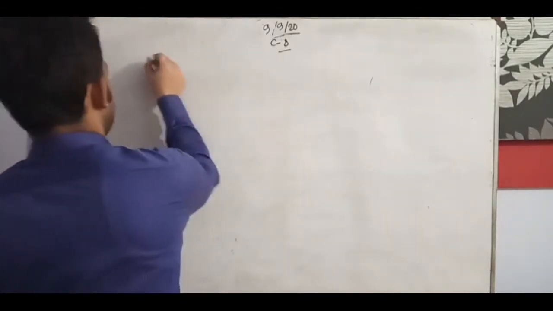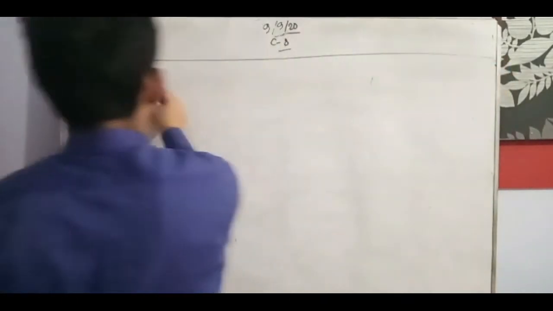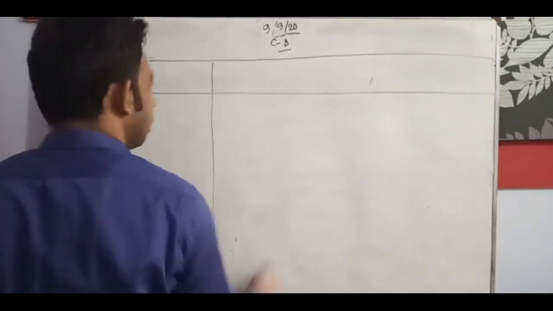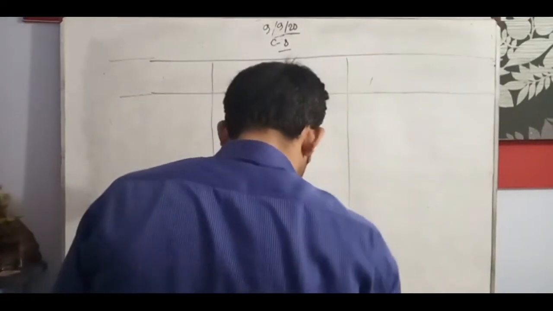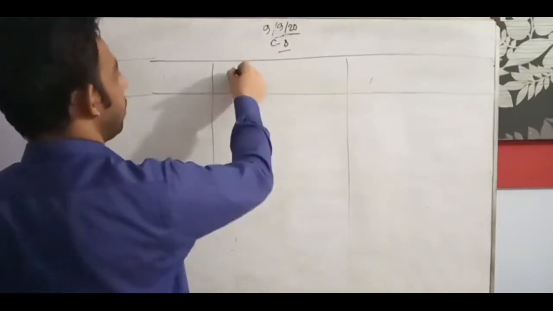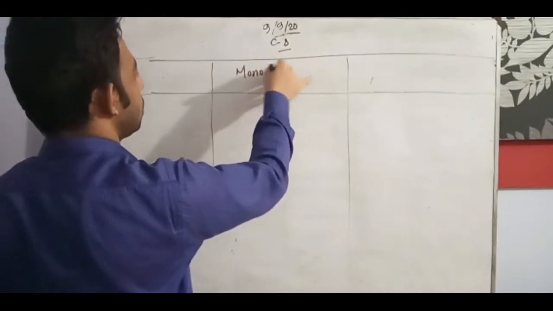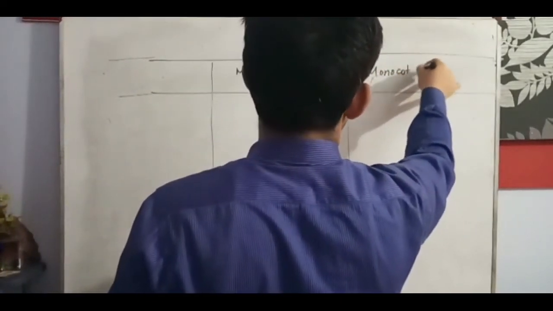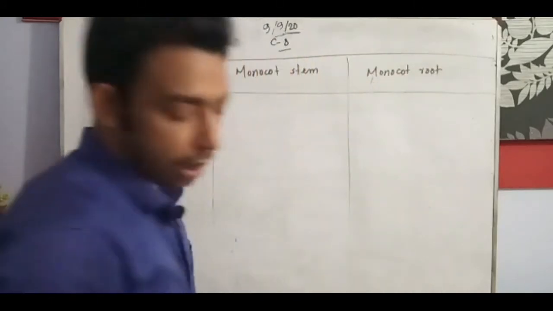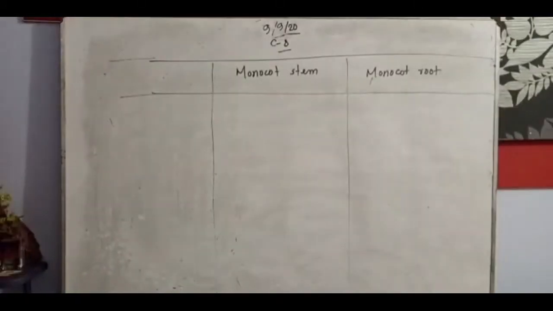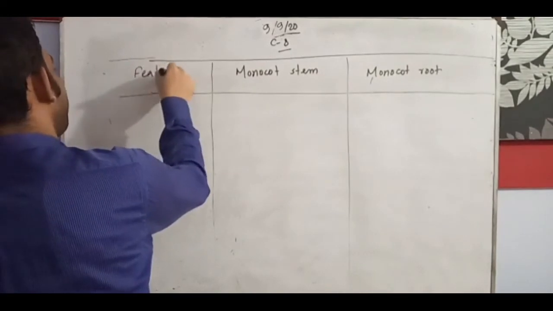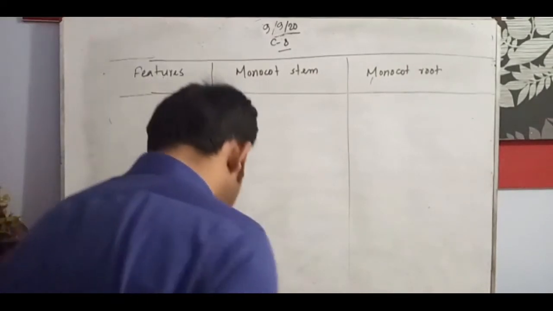By the way, we will try to understand the topics of today, that is monocot stem and monocot root. The difference between the monocot stem and monocot root. We will try to understand about the monocot stem and monocot root according to the features. Some features we will try to understand.